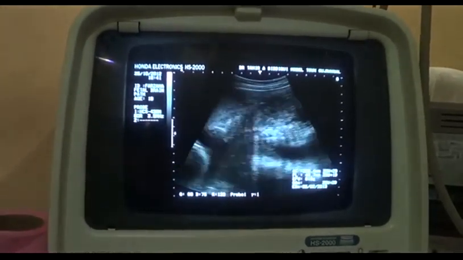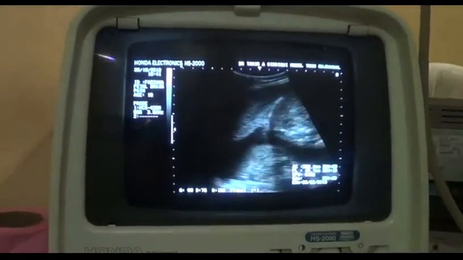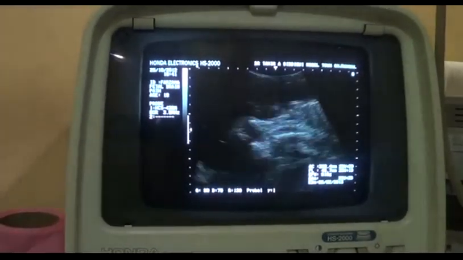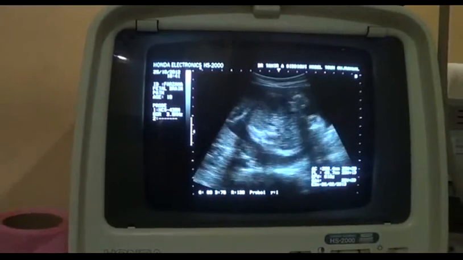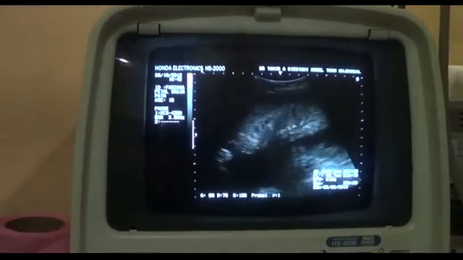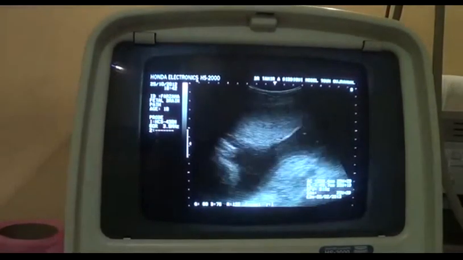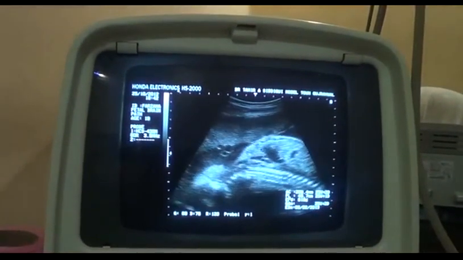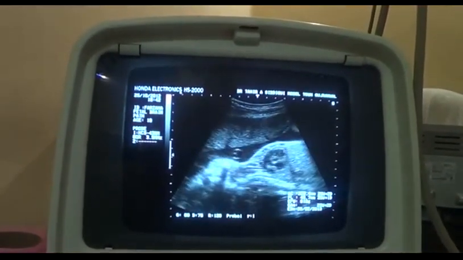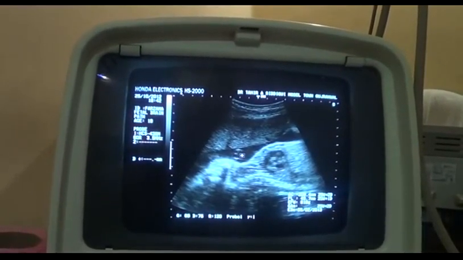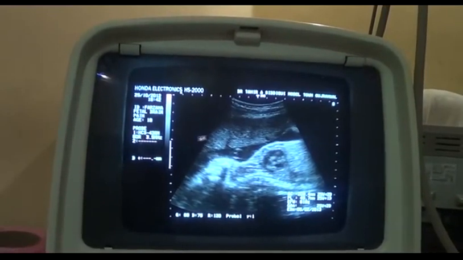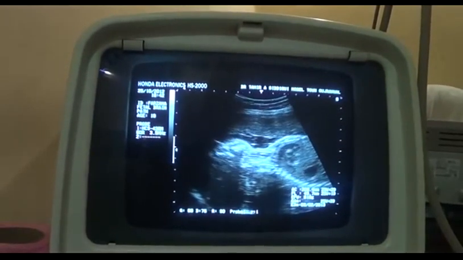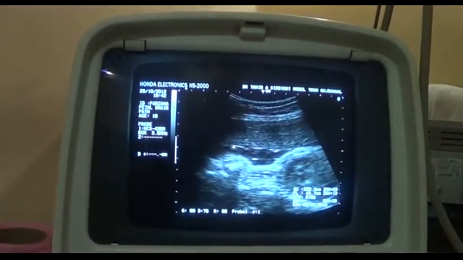Now, the second important thing is to see where the placenta is. So here is the placenta, which is on the anterior wall. You can see the umbilical cord as well. There are two arteries and one vein, so the umbilical cord is normal. This is the placenta, anterior wall, grade 2. See the chorionic plate.